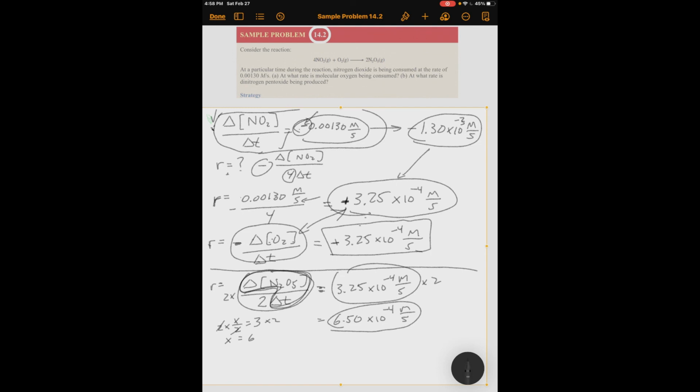This is the change in concentration of N2O5 divided by the change in time. The change in concentration of O2 over the change in time, that's going to be negative. The change in concentration of NO2 over the change in time, that's also going to be negative, right? They're changing in a decreasing way. If something decreases, that's a negative change. If something is increasing, that's a positive change.